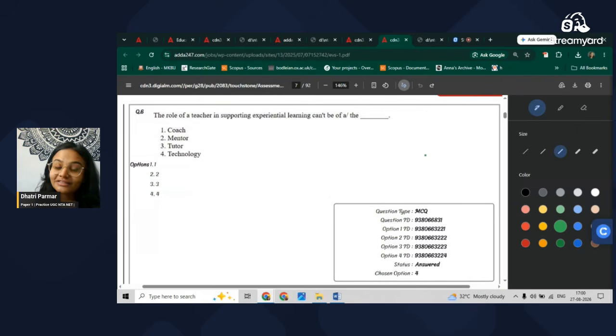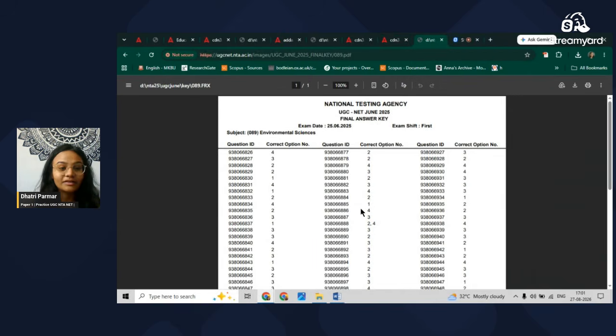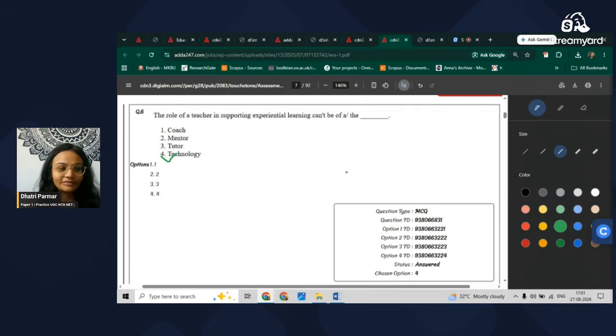The first question is: the role of a teacher in supporting experiential learning can't be of the blank. This is from the teaching aptitude unit, with options coach, mentor, tutor and technology. So here we can clearly say that it is not the role of technology; teachers are doing that. Cross check every time with the answer key so that we will not be mistaken. So that is the right answer.